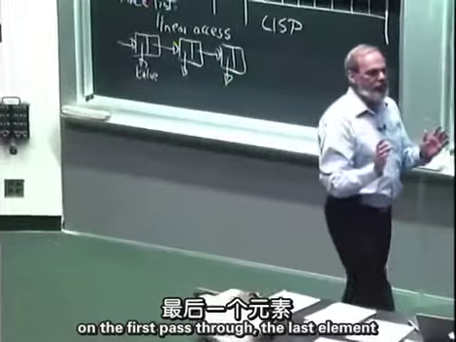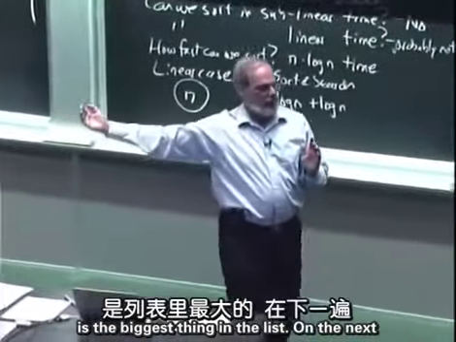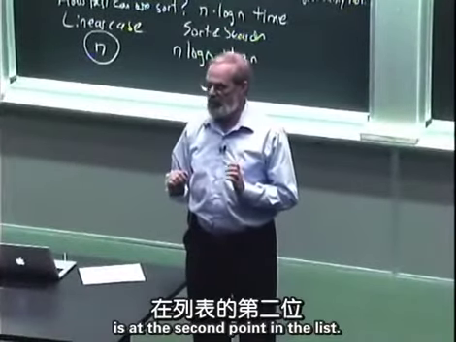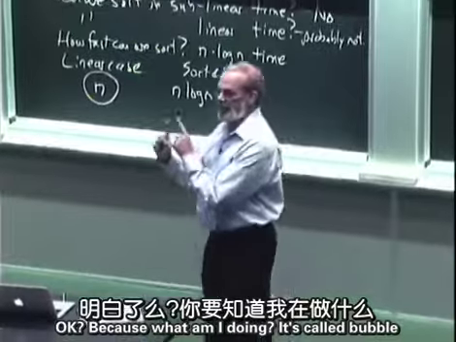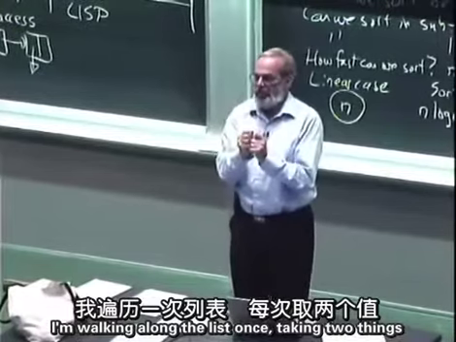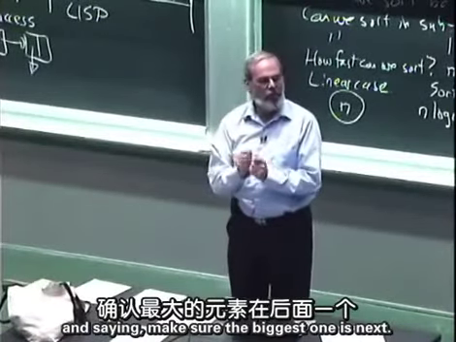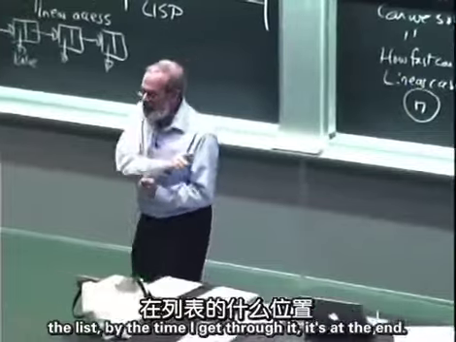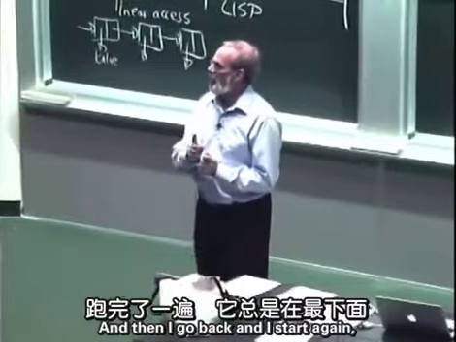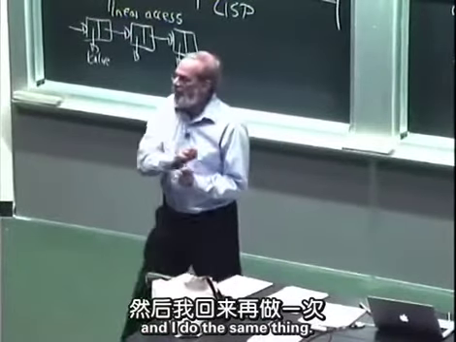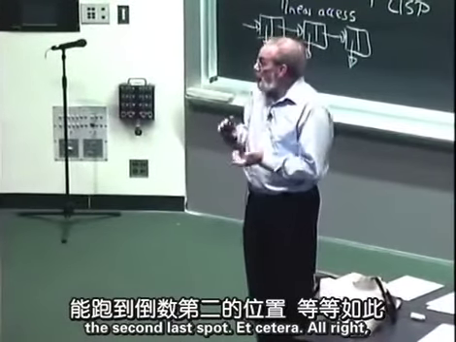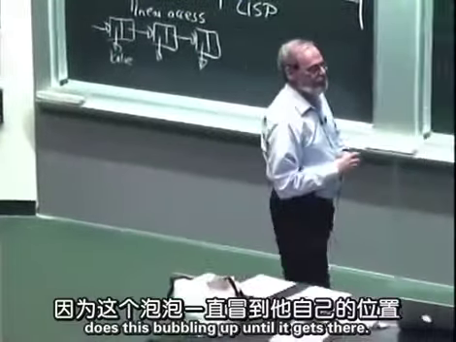On the first pass through, the last element is the biggest thing in the list. On the next pass through, the next largest element is at the second point in the list. Because what am I doing? It's called bubble sort because it's literally bubbling along, right? I'm walking along the list once, taking two things and saying, make sure the biggest one is next. So wherever the largest element started out in the list, by the time I get through it, it's at the end. And then I go back and I start again and do the same thing. The next largest element has to end up in the second last spot, etc. So it's called bubble sort because it does this bubbling up until it gets there.